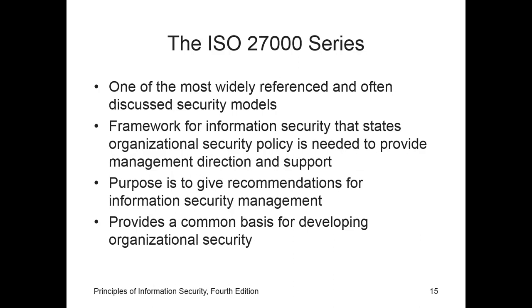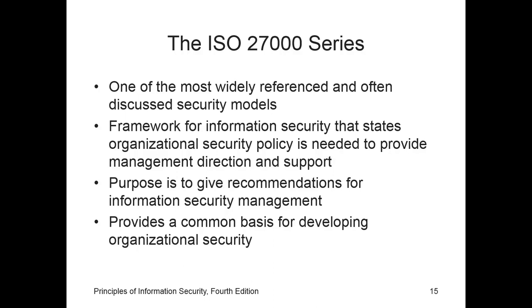One of the most widely referenced and often discussed security models is the Code of Practice for Information Security Management, which was originally published as the British Standard BS 7799. This code of practice was adopted as an international standard by the International Organization for Standardization, ISO, and the International Electrotechnical Commission, IEC, and it was renamed ISO/IEC 17799 in the year 2000 as a framework for information security.